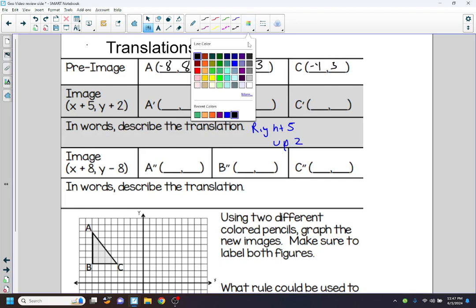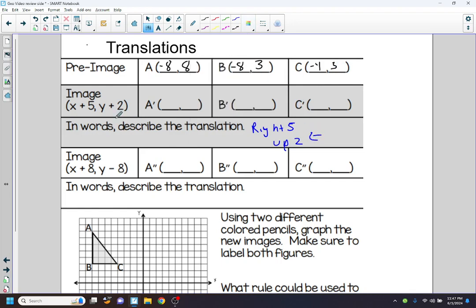So if I were to follow these instructions, whether it's written like this or written like this, I know I'm moving right 5, up 2. When I'm moving right 5, that means I'm adding 5 to the x. So I'm just adding 5 here and adding 2 here to each one. In this case, this would be negative 3, 10. This is going to be negative 3, 5. And this is going to be positive 1, 5.